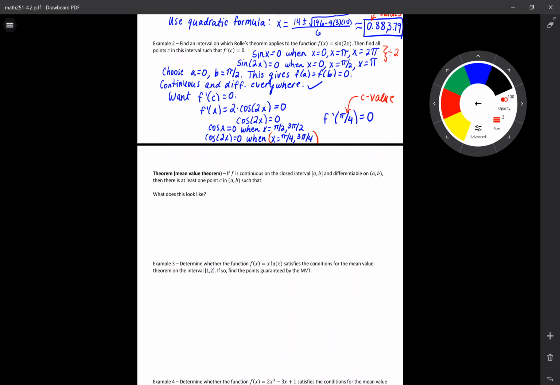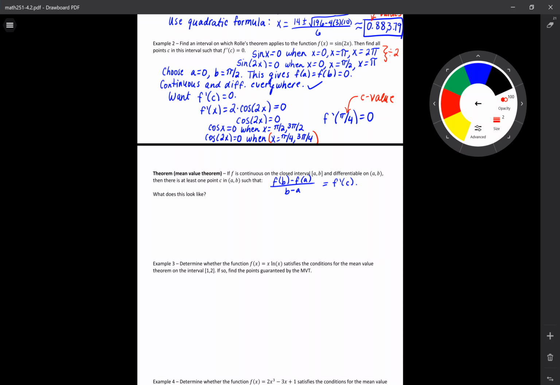If f is continuous on the closed interval from a to b and differentiable on a to b, that should look familiar, then there is at least one point c in the interval from a to b such that the following is true: f of b minus f of a over b minus a is equal to f prime of c. So in the previous Rolle's theorem, we had all of the same conditions, except we had f prime of c is equal to 0. Here we have f prime of c is equal to f of b minus f of a over b minus a. So let's look at that a little bit closer.